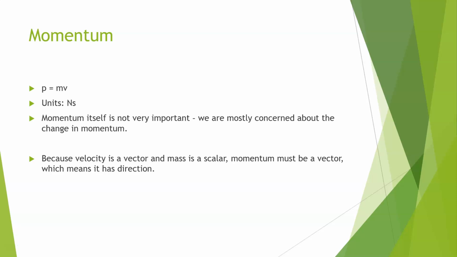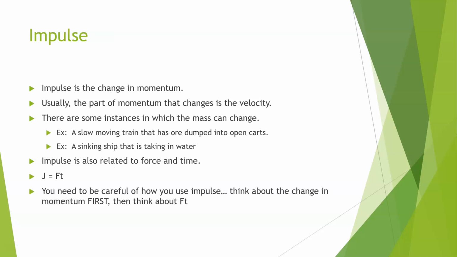most people don't really care about the momentum of an object. Most of the problems you're going to see deal with the change in momentum of an object, which we call impulse. So that's actually the next slide: impulse, which is known as the change in momentum, delta P. Usually it is the velocity that changes, but there are some cases where that is not true. For example, the two examples that I've just put on this screen involving the train and the ship.